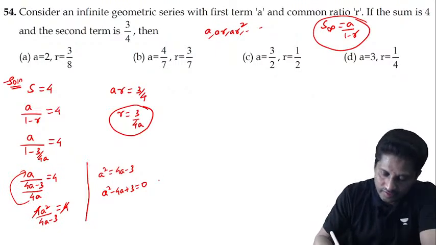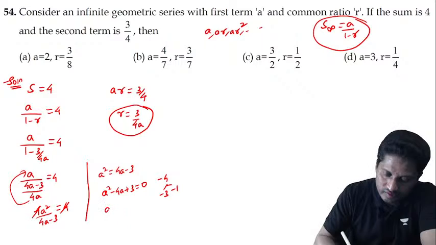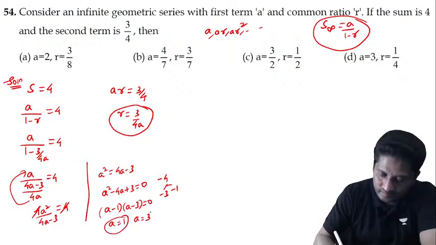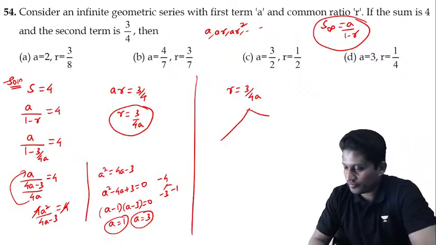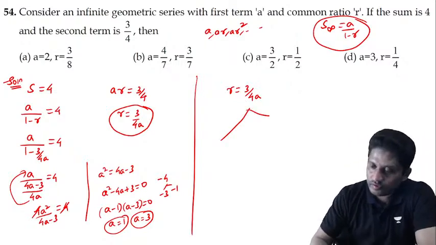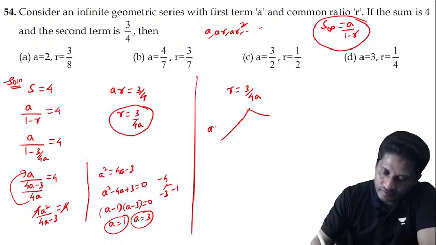Okay, now if I split the middle term, minus 3 minus 1, this is (A minus 1) into (A minus 3) is equal to 0. From this I get A is equal to 1 and A is equal to 3. Now R is equal to 3 by 4A. I'm getting two values of A: A is equal to 1 and A is equal to 3.